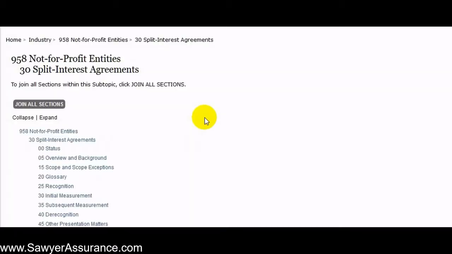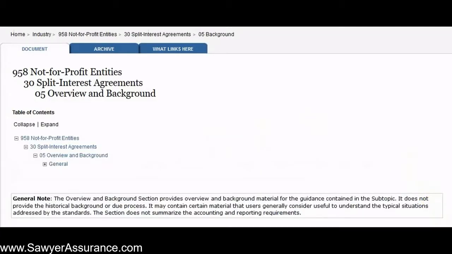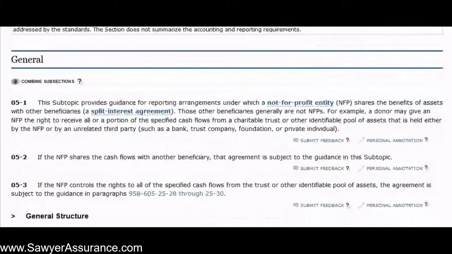And so the way this subtopic is set up, the overall background provides us some good information on exactly what is a split interest agreement. So we will start there. So basically the scope of the subtopic is that it provides guidance for reporting arrangements under which a not-for-profit entity, which was defined in the overall scope section, shares the benefits of assets with other beneficiaries, and that is a split interest agreement. So basically we as the not-for-profit entity are splitting an interest in some assets with other beneficiaries. And typically those beneficiaries are not-for-profit entities like we are.